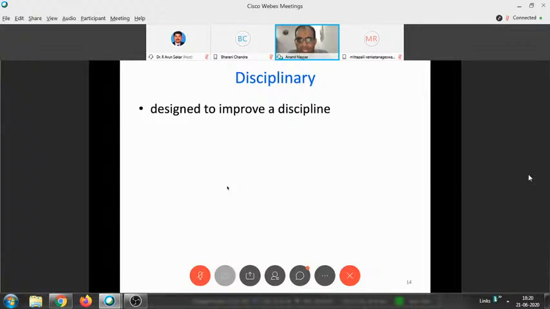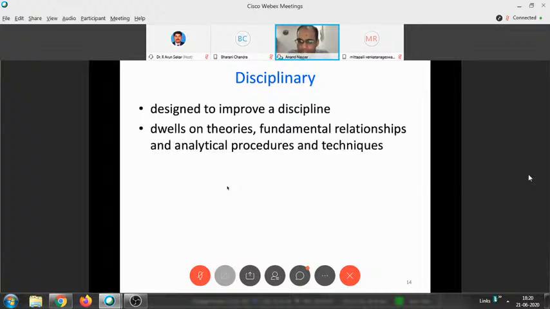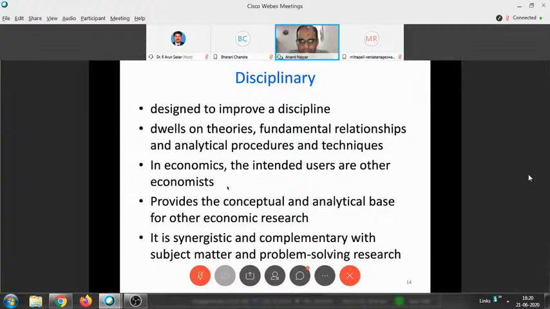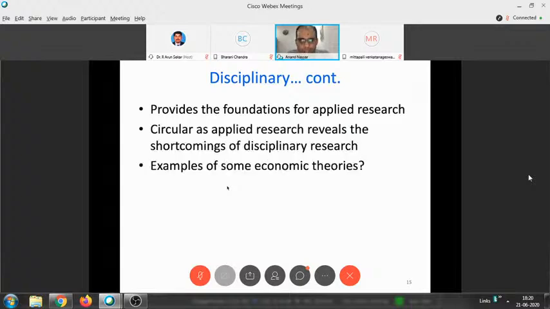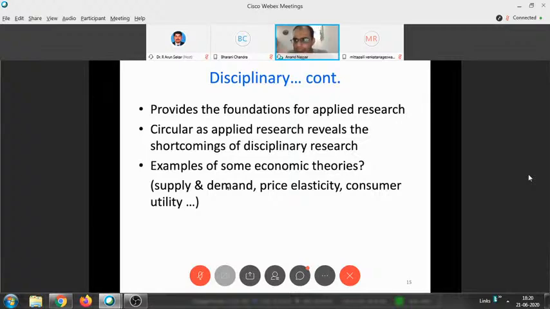So we have to improve the discipline and we have to find more relationships. I'll just give you one or two more tips; the rest you can read in the presentation. We have to find more foundations of applied research, and the most important are economic theories, like supply, demand, price, elasticity. But in terms of computer science, if you have one protocol, how do you improve it into another protocol? How is your protocol better than this protocol?